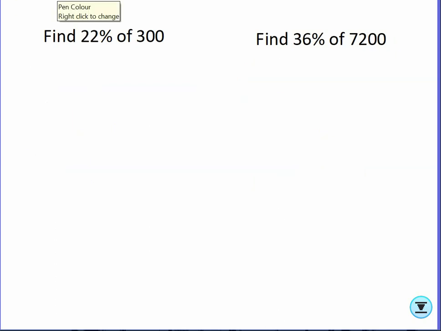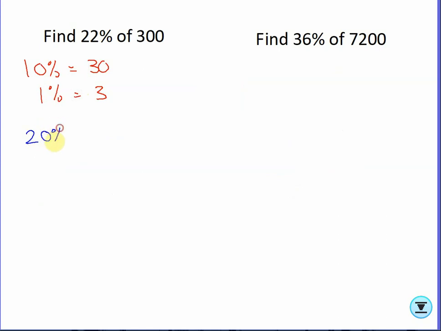22% of 300. So let's write down the important facts. So 10%, and I'm going to use 1% as well for this one. So 10% is 30 divided by 10. 1% divided by 100, I get 3. So to do this one, I want 20% and I want 2%. Well, I'm going to use the 10 and double it to make 20, so that's going to give me 60. 1%, I'm also going to times that one by 2, and I get 6. All my units are lined up correctly. So 22% is 66.